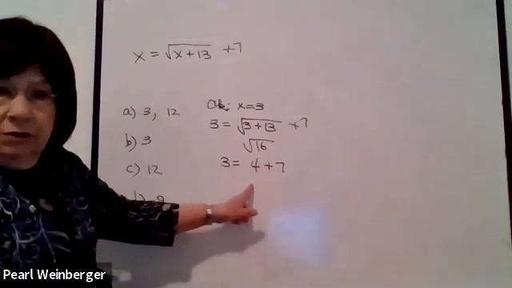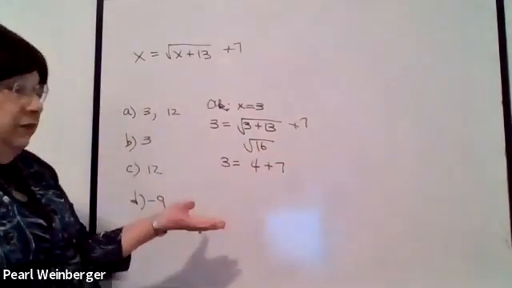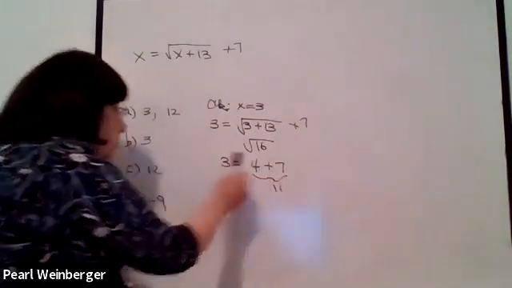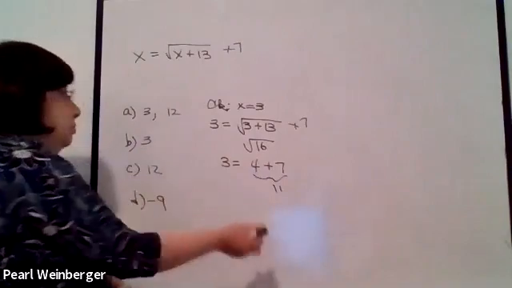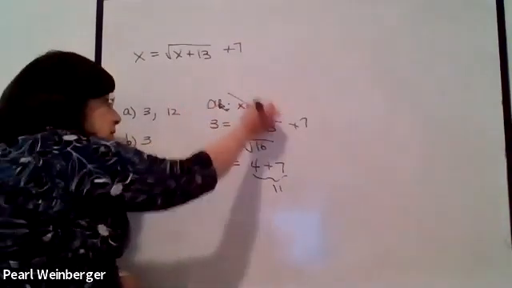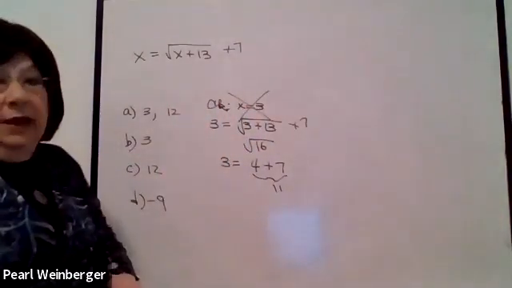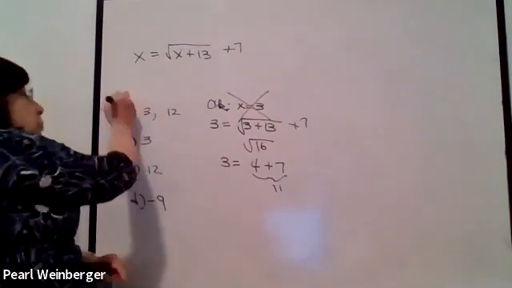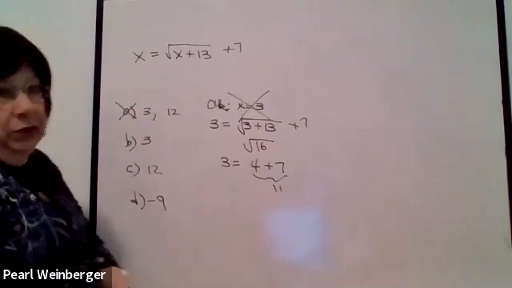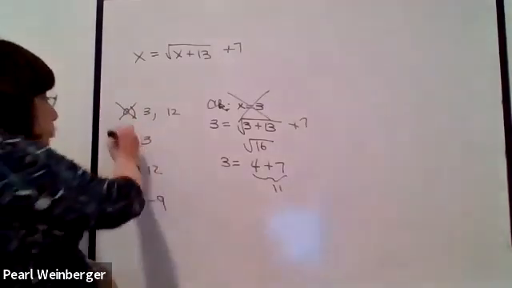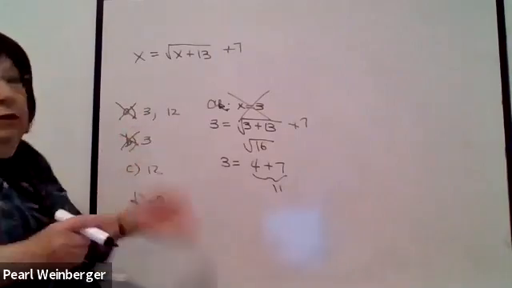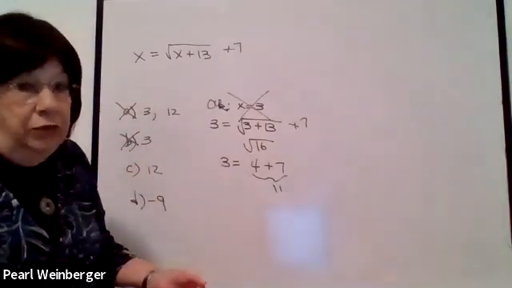Does that make sense? Obviously not. 4 plus 7 is 11. 3 and 11 don't match. So x equals 3 right away turns out to be a wrong answer, which means I can right away throw out choice A and choice B, because they include 3 as an answer. And we saw 3 didn't work.